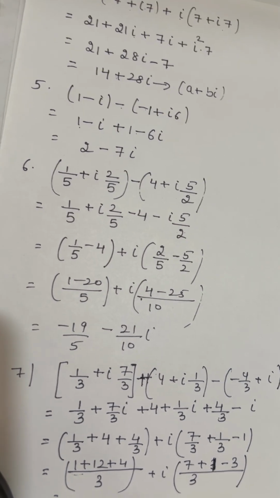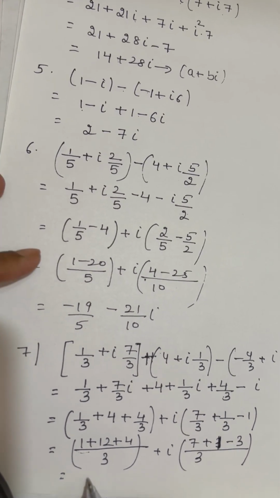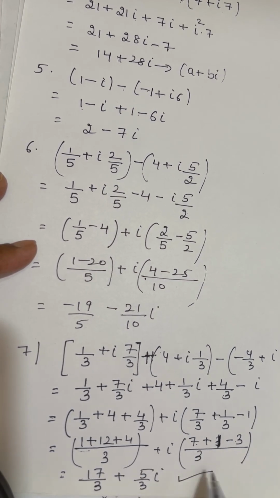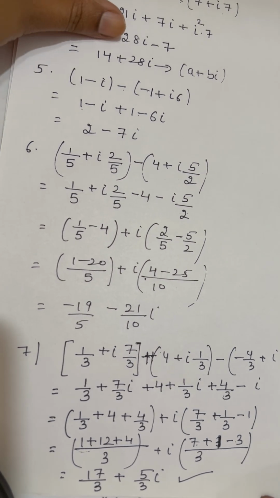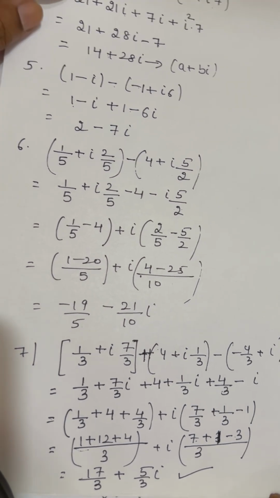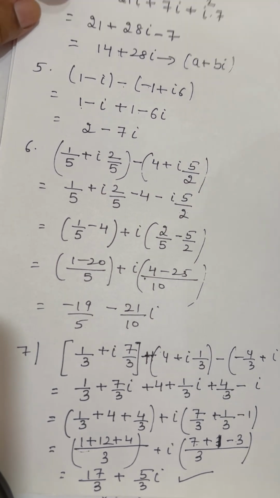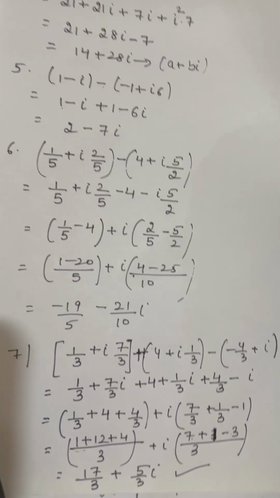So this becomes 17 upon 3 plus 8 minus 3, 5 upon 3 iota. So this is the answer. This is in the form of a plus b iota. I hope this is clear to all. So moving on to next question, question number 8.